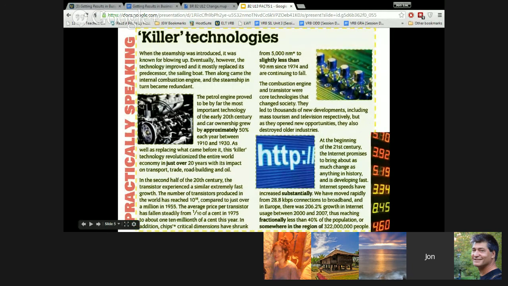Okay. At the beginning of the 21st century, the Internet promises to bring about as much change as anything in history, and is developing fast. Internet speeds have increased substantially. We have moved rapidly from 28.8 Kbps connections to broadband. Not per cent, but per second: KB is kilobyte, P is for per, and S is for second.